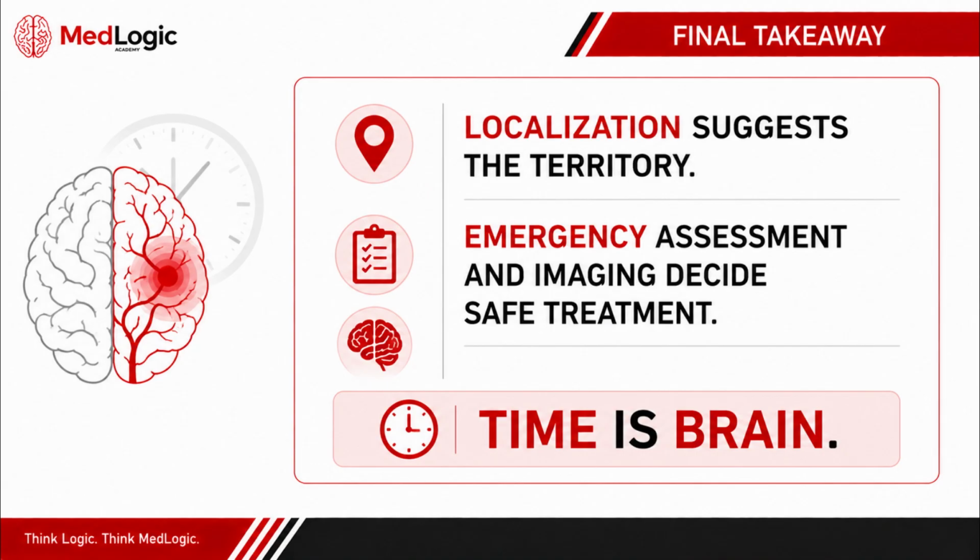Now, the most important takeaway is this. In stroke and TIA, do not jump directly to the artery. First, recognize the symptom pattern. Then decide whether it is anterior or posterior circulation. Then narrow it down to the artery. But in the emergency room, localization is only the beginning. Time is brain. Check glucose, image urgently, and treat according to stroke type and eligibility.